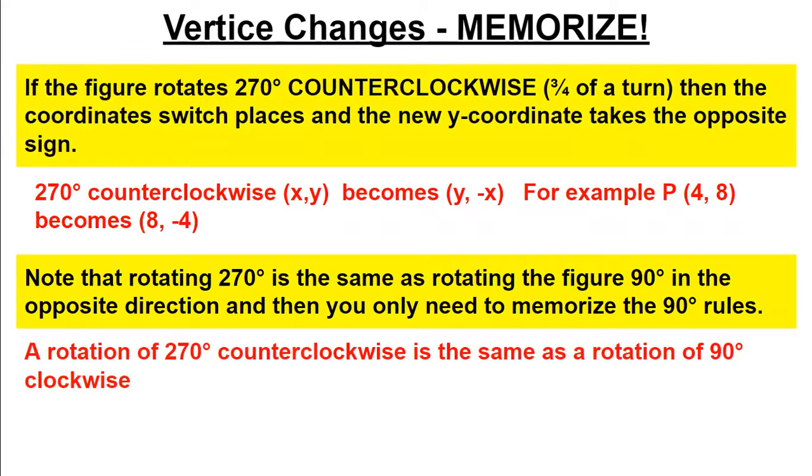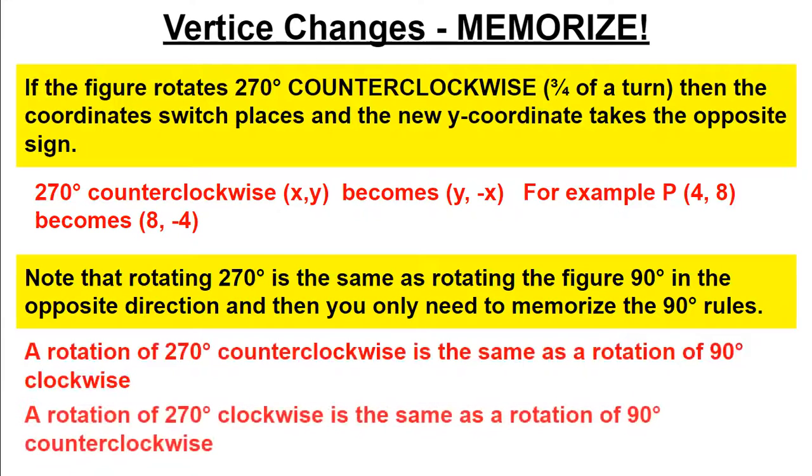So there's your point. A rotation of 270 counterclockwise is the same as a rotation of 90 clockwise. And the opposite, a rotation of 270 clockwise is the same as a rotation of 90 counterclockwise. Okay, hopefully I didn't totally confuse you on that. As you work with it, it gets a little easier.